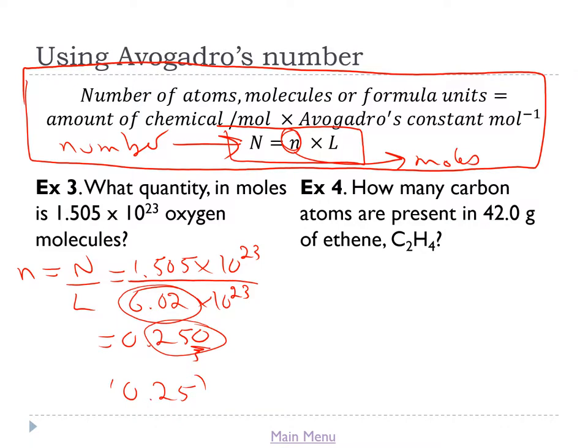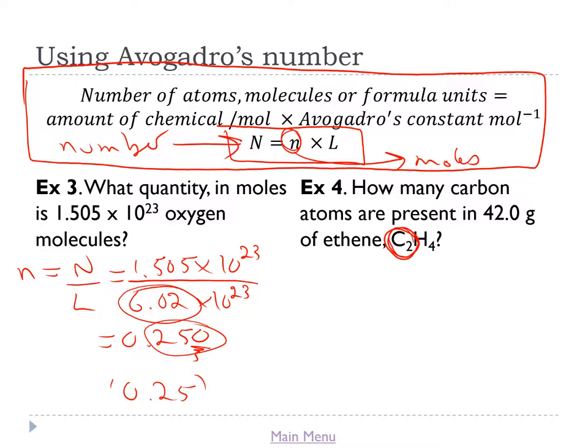Example 4. How many carbon atoms are present in 42 grams of ethene? So we need to think this through in a bit more detail first of all, because we're not asking how many molecules of ethene, we're asking how many carbon atoms there are within that many molecules of ethene. So we'll have to work out the number of molecules of ethene first and then multiply that by 2 to get the number of atoms of carbon.